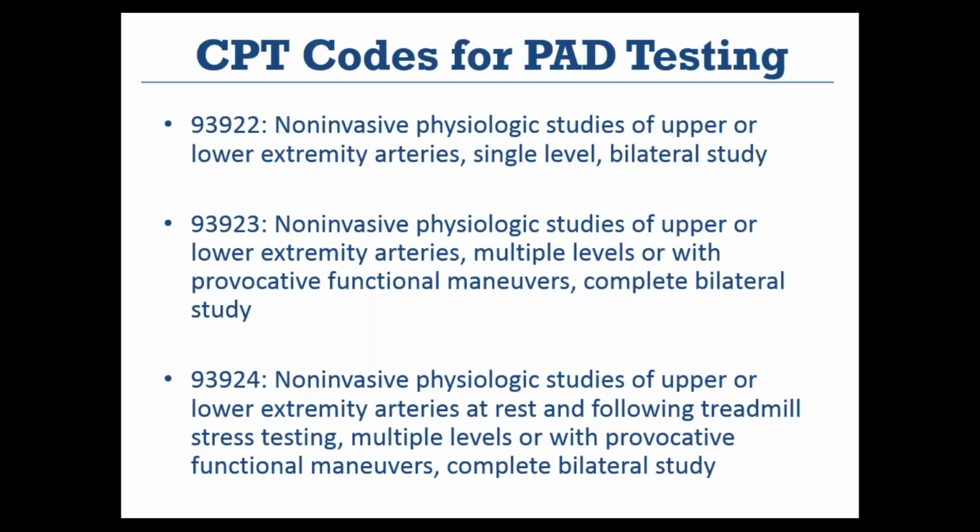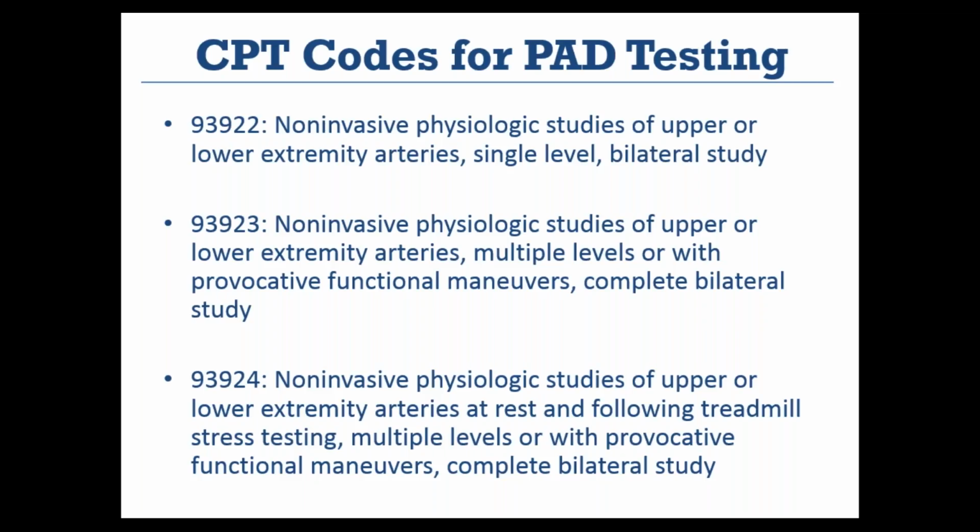The more common study is the complete arterial study, 93923, which again has pressures at the arms and the ankles to calculate that ABI, but rather than just taking the waveforms at the ankles, you get waveforms above the knee, at the calf, and at the ankle level as well.